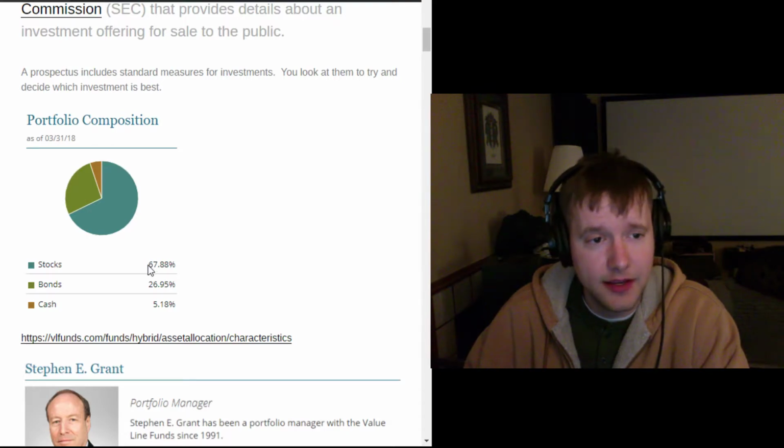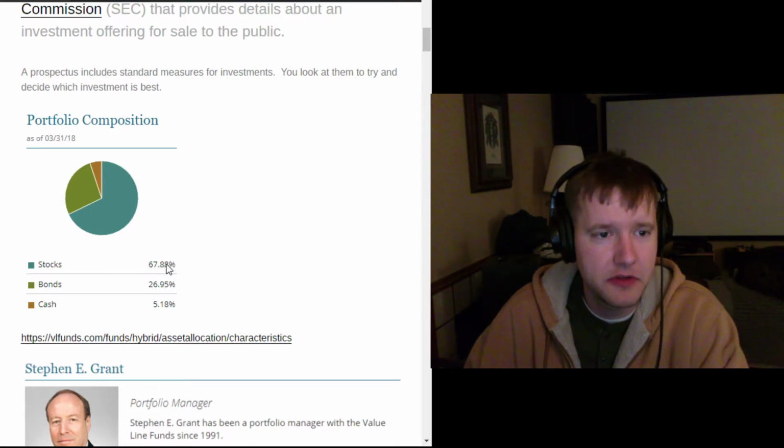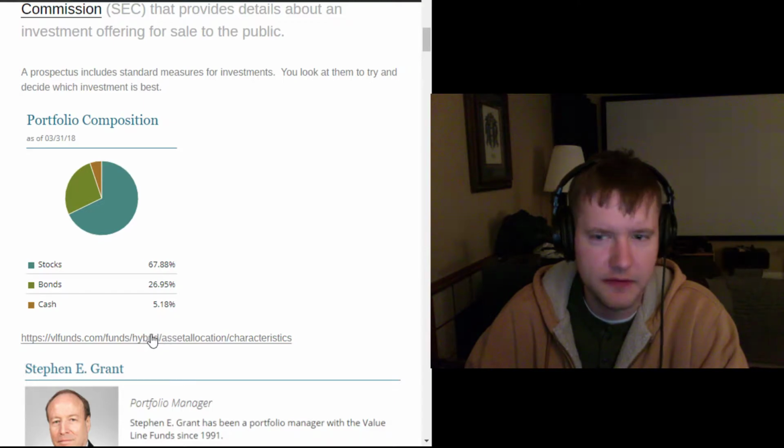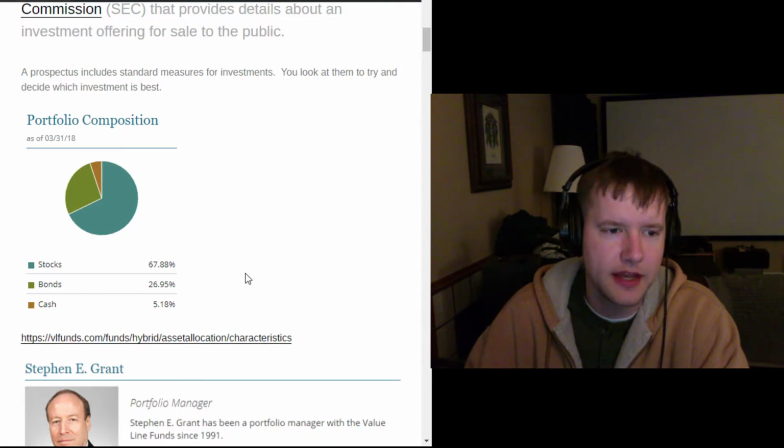And so I just pulled this from the portfolio. Value Line Asset Allocation holds about 68% stocks, 26.95% bonds, and 5.18% cash. And it looks like I got that directly from the Value Line website.